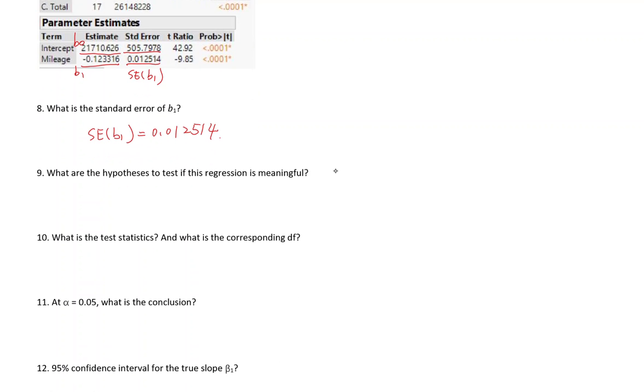All right, next, what are the hypotheses to test if the regression is meaningful? Right, so we have the population model, because when we do the hypothesis test, we always test about the population, right? What do we need to test? We need to test about beta 1, as we have already talked about in the video. We need to test whether beta 1 equals 0 or beta 1 does not equal 0. Right, so this is the hypothesis.